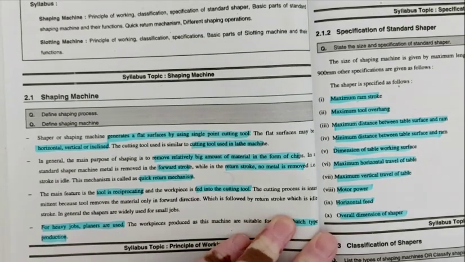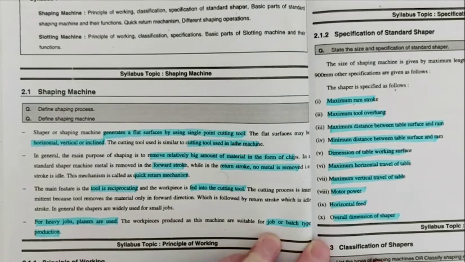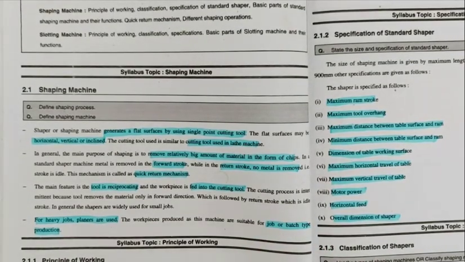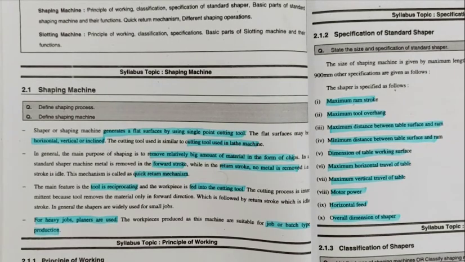And the cutting tool used is similar to the cutting tool used in a lathe machine. In shaping, a relatively big amount of material is removed in the form of chips. Material is removed in the forward stroke and there is no material removal in the backward or return stroke. Forward stroke is slower and backward stroke is faster.